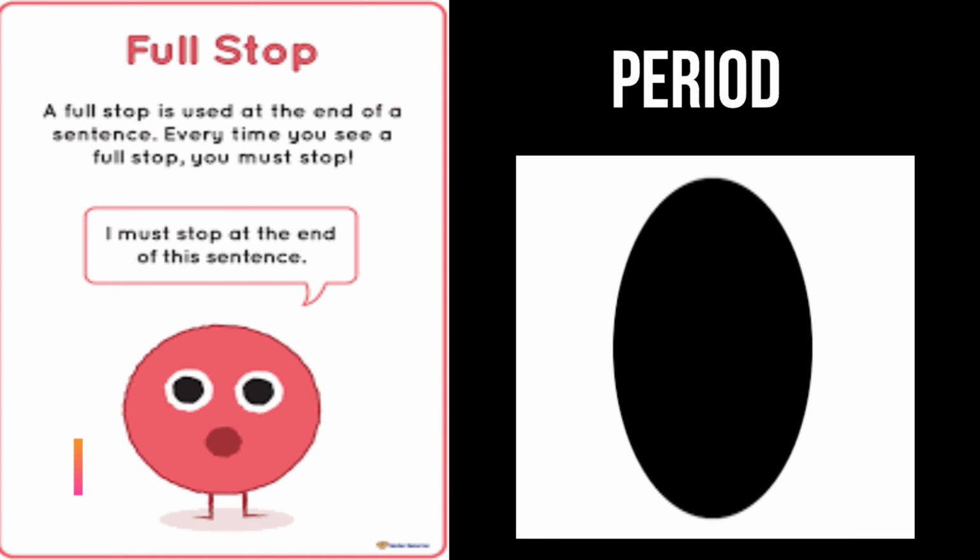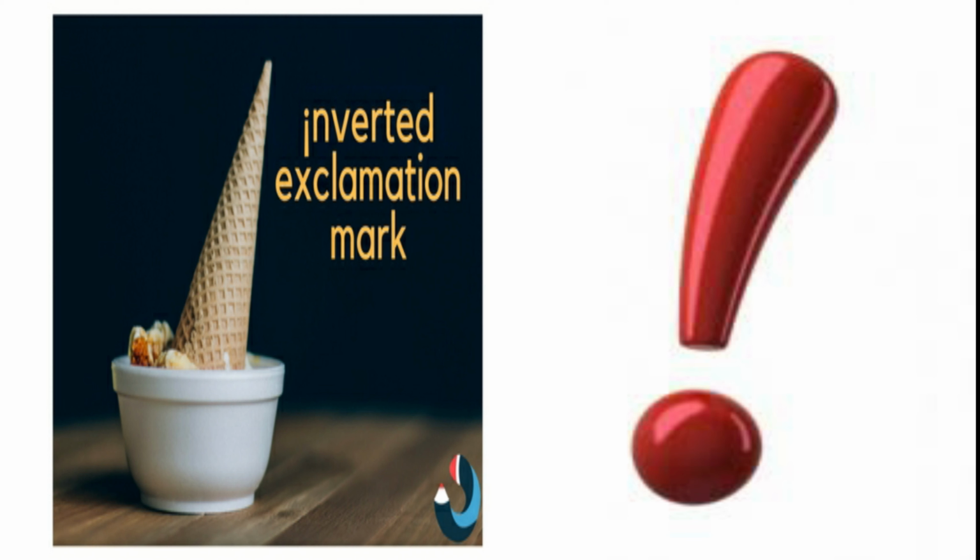In the first category, we have the terminal punctuations. 3 of them are full stop, question mark, and exclamation mark. Full stop is also called period in American English. And the exclamation mark is also called the exclamation point in American English. These 3 punctuations are known as the terminal punctuation.